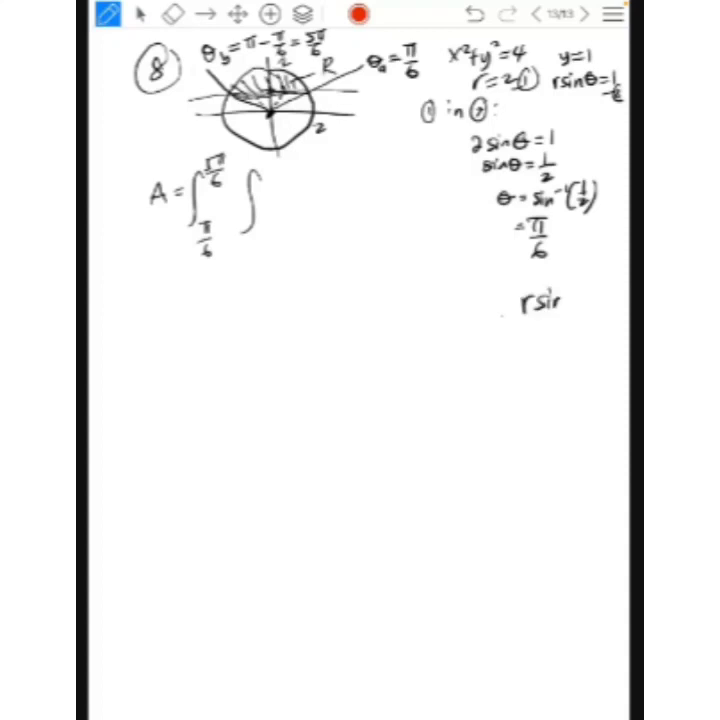r sin theta equals 1, or r equals 1 over sin theta, which becomes cosecant theta. So dia akan pergi jumpa the straight line which is the cosecant theta until dia akan jumpa the circle, which is r equals 2. Okay, and then area is r dr d theta. So this is what you want to try to find, try to solve.